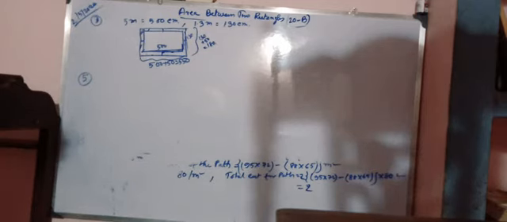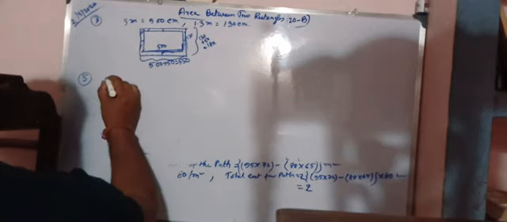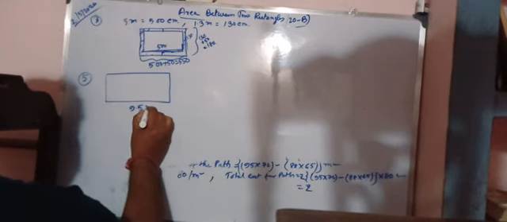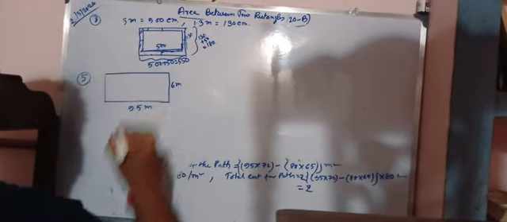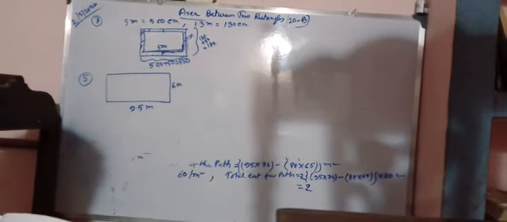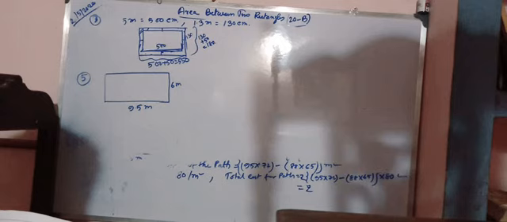Question number 5. 9.5 meter long and 6 meter width. Okay, so the length is 9.5 meter and 6 meter is the width. Okay, next it is surrounded by 1.25 meter width veranda.